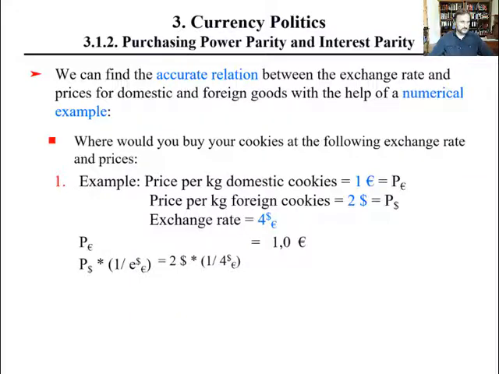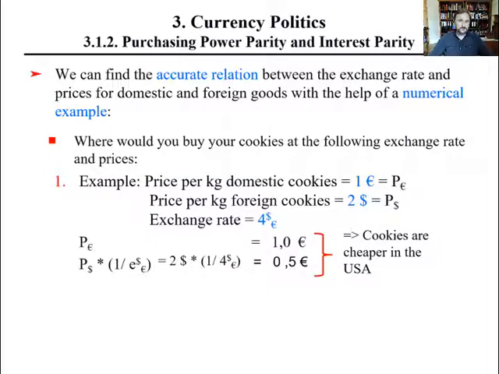If we fill in the numbers, we have $2 per kilogram cookies over $4 for €1, and this yields a euro price of American cookies of €0.5 for 1 kilogram American cookies. So obviously cookies are cheaper in the United States given this exchange rate and these prices.